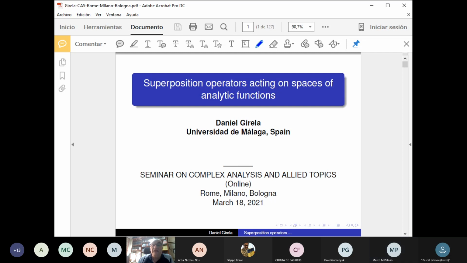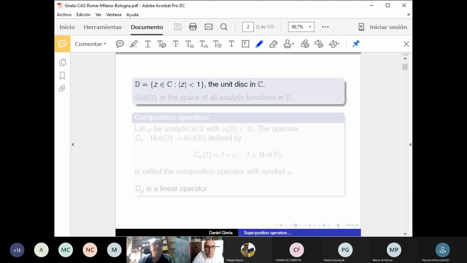So let me start introducing the notation. Of course, the usual notation, we will denote the unit disk in the complex plane by D. And all of this is going to be the space of all analytic functions in D.